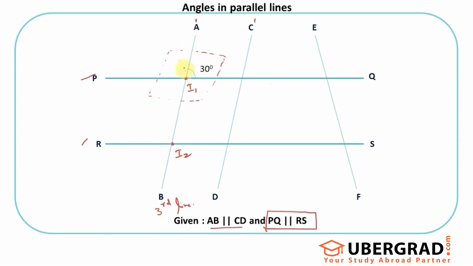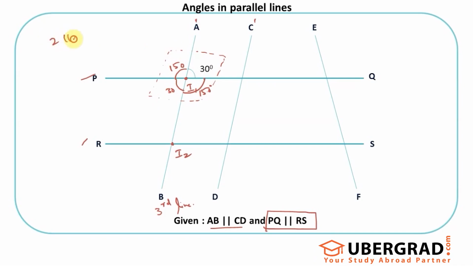If this is 30 degrees, what should this be? The entire thing is 180, so this should be 150. 180 minus 30 is 150. Now AB is a straight line, this is 150, this has to be 30, and this has to be 150. Now I got these four angles around the point I1.